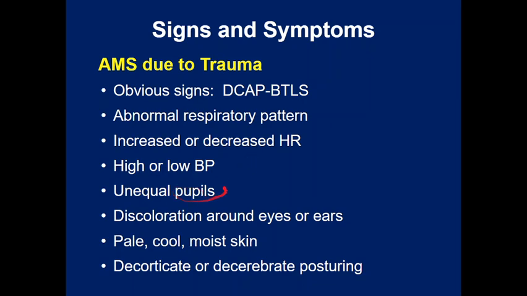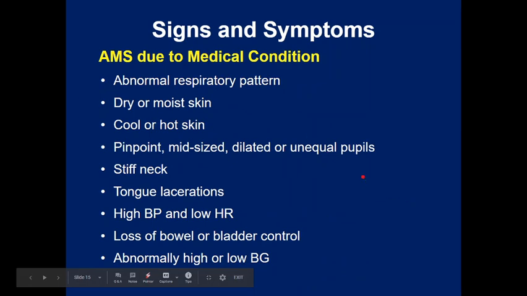Changes in your vital signs, pupils being unequal. If you have a bleed in your head, you can have unequal pupils. Battle signs and raccoon eyes, pale, cool, clammy. There it is. Every time you see that, it's just bad news bears. All right. And then posturing. So if altered mental status is from a medical condition, maybe you'll see some skin changes, a stiff neck. This is a pearl for meningitis. All right. Unequal pupils, mid-sized, maybe they did some narcotics and they have pinpoint pupils, also an abnormal respiratory pattern.